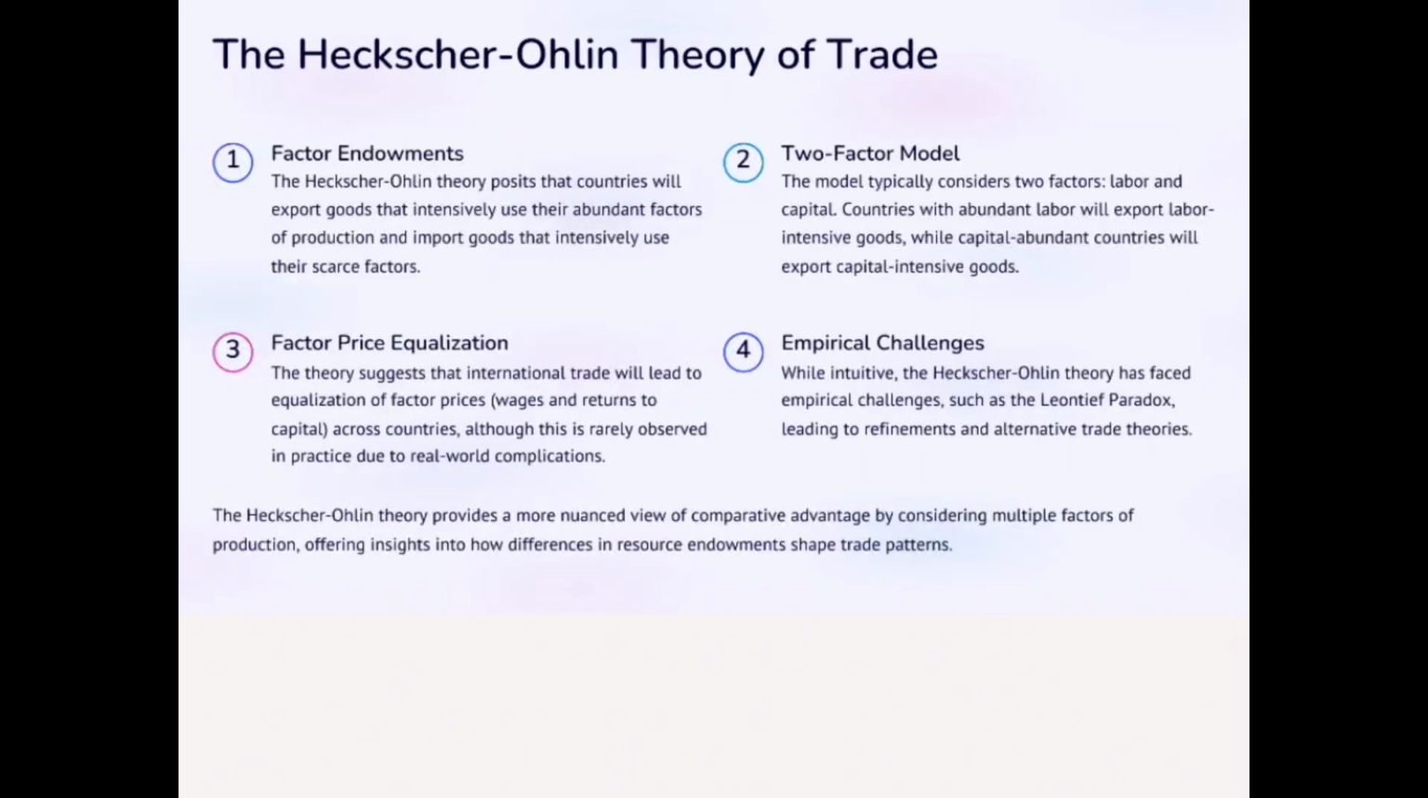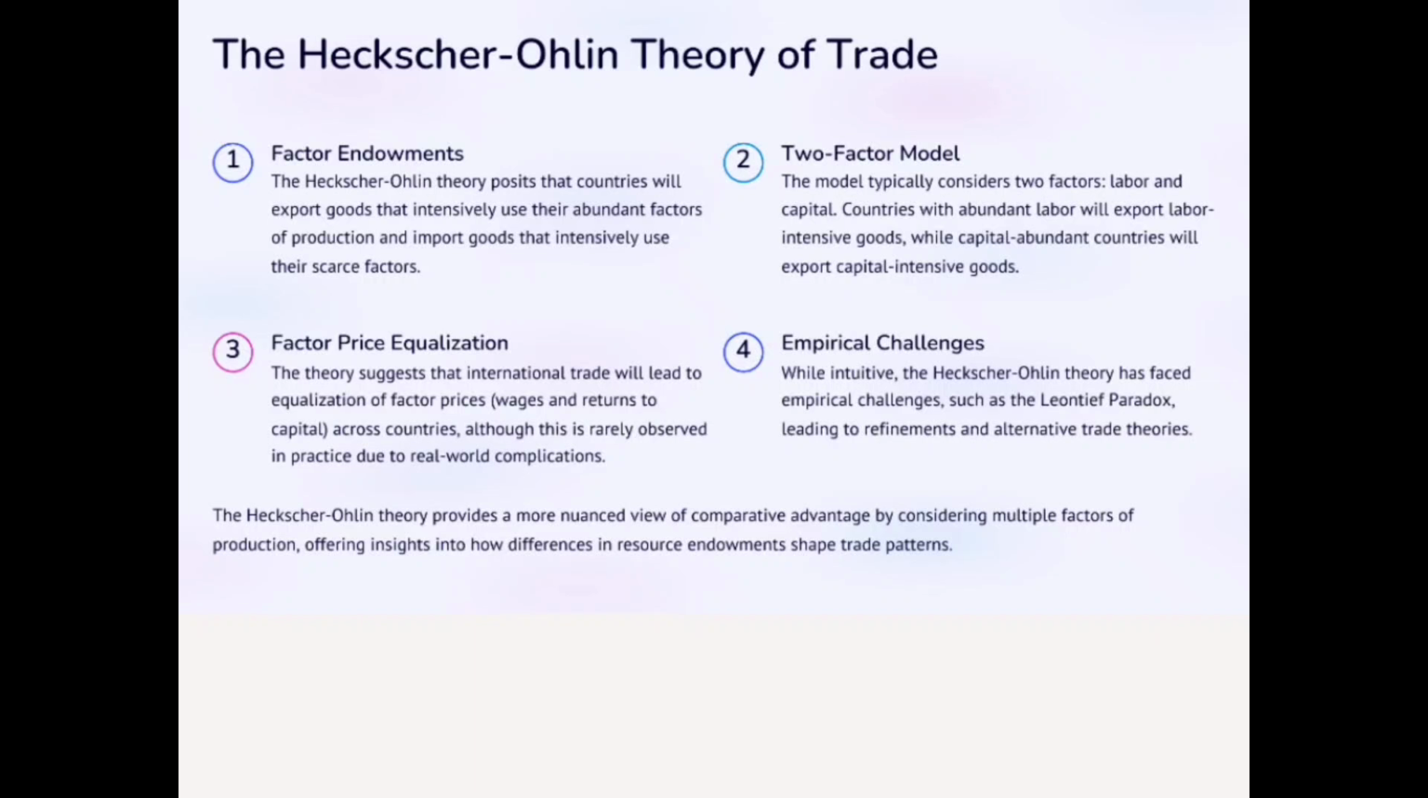The Heckscher-Ohlin theory of trade. 1. Factor endowments. The Heckscher-Ohlin theory posits that countries will export goods that intensively use their abundant factors of production and import goods that intensively use their scarce factors.